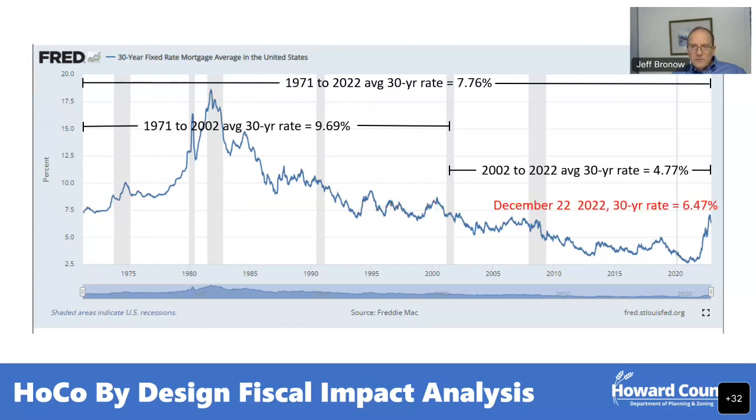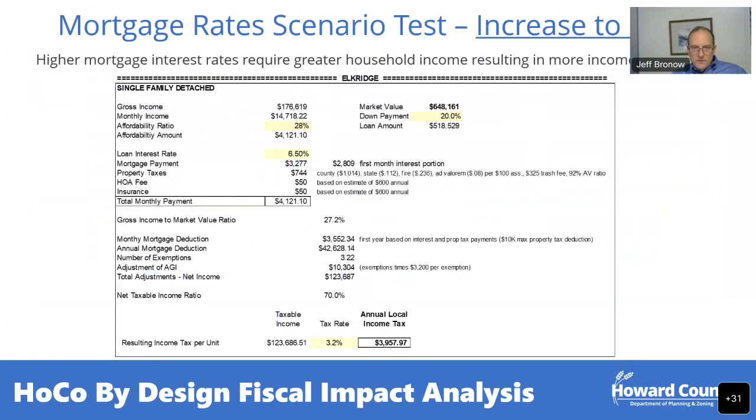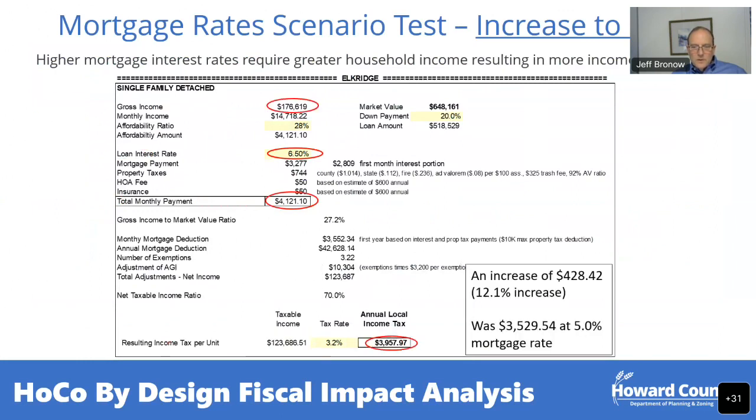But it has increased. So as of December this year, the 30-year rate national average is about 6.5%. So for the fiscal model for this scenario test, we decided to use 6.5% long term. And so if we change it to 6.5%, the tax rate goes up to $39.57.